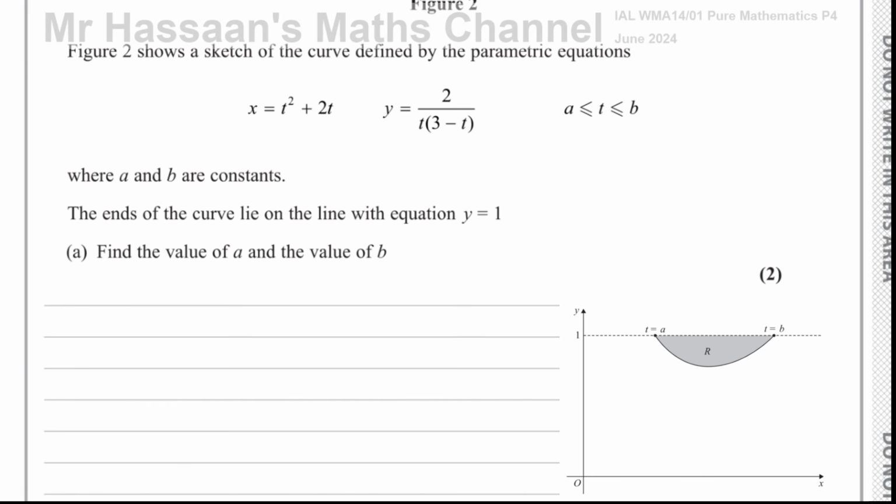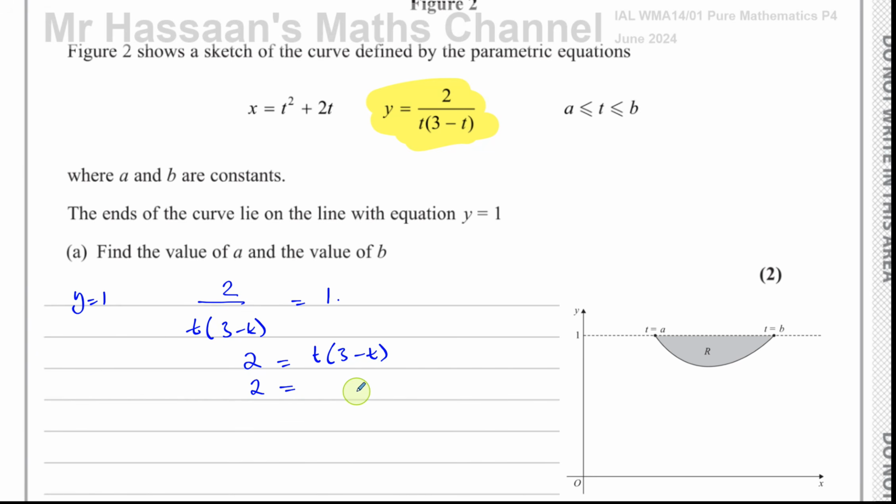So we can use this section of the equation, the one that involves y and t, and we say, okay, when y equals 1, you have 2 over t times (3 minus t) is equal to 1. So you have 2 equals t times (3 minus t), just by cross multiplying, and we have to solve this equation. So we see we're going to have a quadratic.